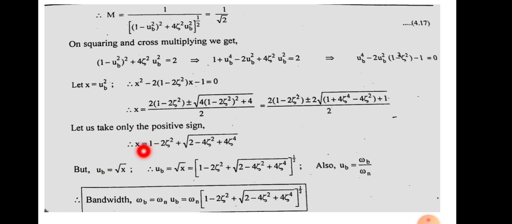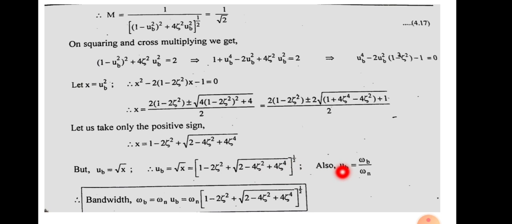We have the value of x as 1 minus 2 epsilon square plus root of 2 minus 4 epsilon square plus 4 epsilon raised to 4. And this ub will be equal to root x. So for ub we get this equation, taking the positive term. For taking the value of ub, we are taking the positive value of epsilon. So we will get the value of ub as [1 minus 2 epsilon square plus square root of (2 minus 4 epsilon square plus 4 epsilon raised to 4)] all raised to 1 by 2.